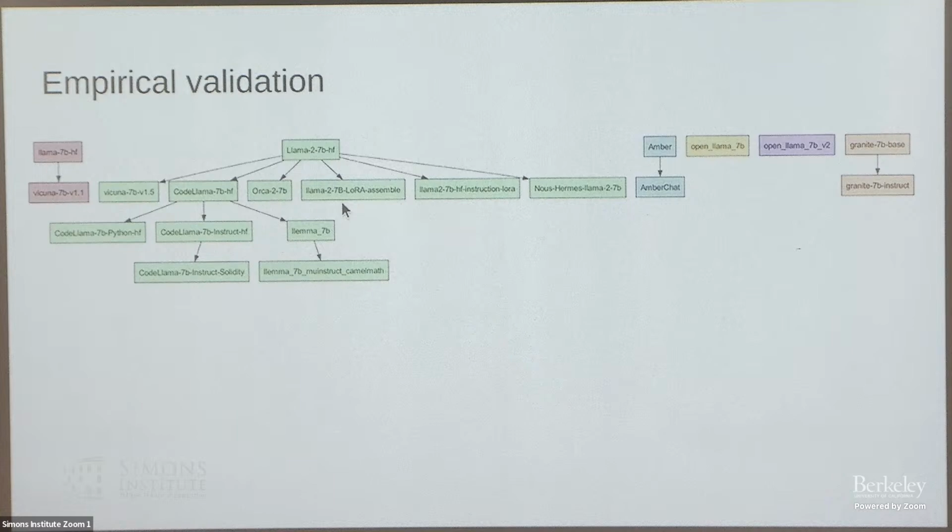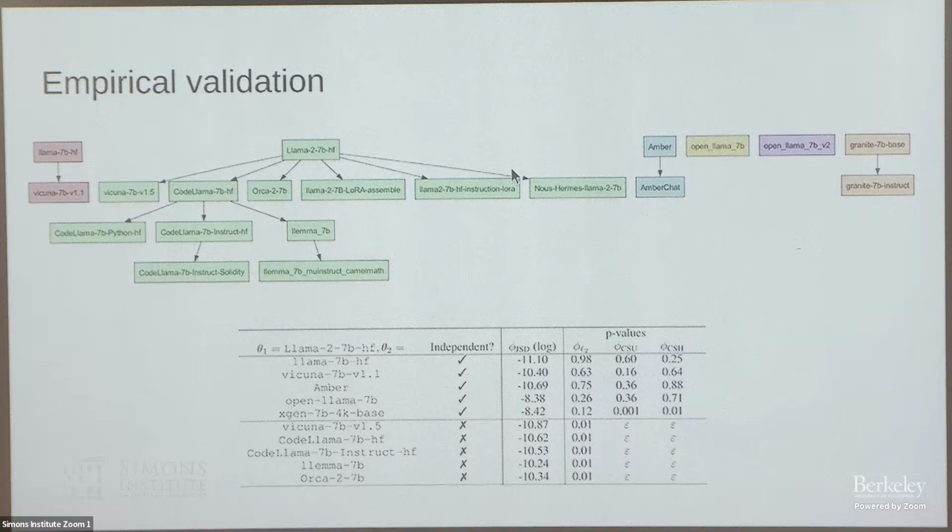So, empirical validation. We looked at the part of the models that we understood based on public documentation, and we found that for the models that were supposed to be independent, the p-values are indeed fairly uniform-ish, whereas for the models that are not independent because they were fine-tunes of Llama, the p-values are minuscule. So this test empirically works extremely well.